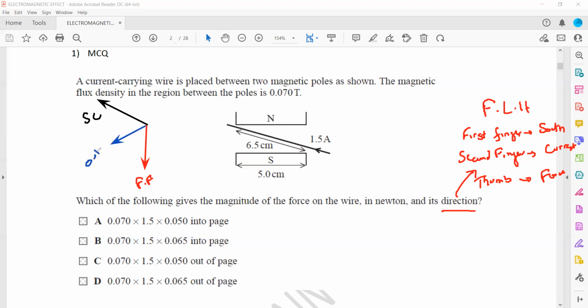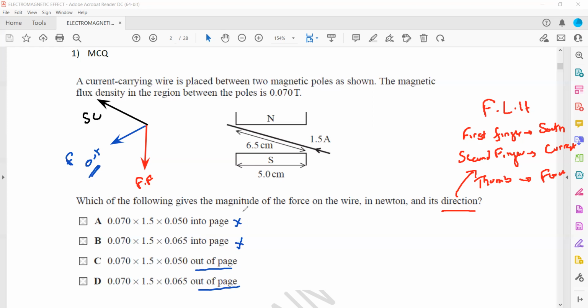You apply the rule using your left hand. So force is outward, which means option A and B can be an answer, or either C or D. But now which length should we take? We should take the length of the wire which is perpendicular.